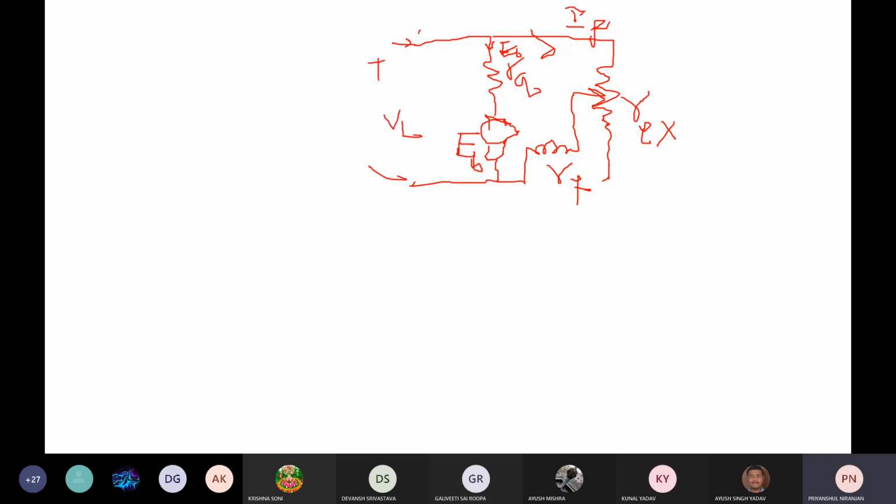My first question is: apply the KVL and KCL and find out the voltage VL in between the armature winding and terminal voltage VL. Apply the KVL, KCL. Is the circuit diagram clear? My diagram is not so good, so you have to understand it a little. This is the armature current, this is the field current, and this is the external resistance.